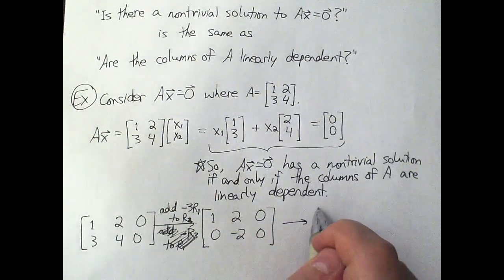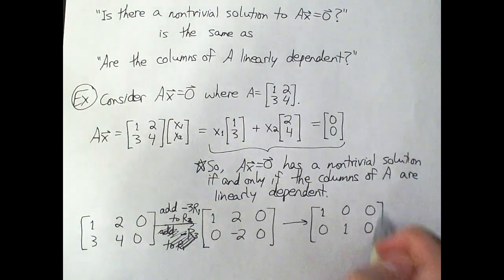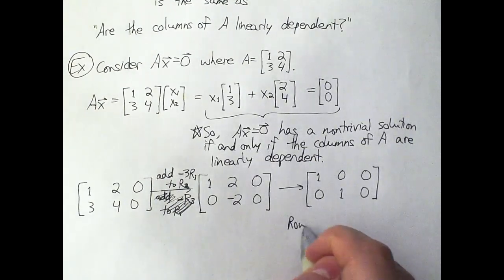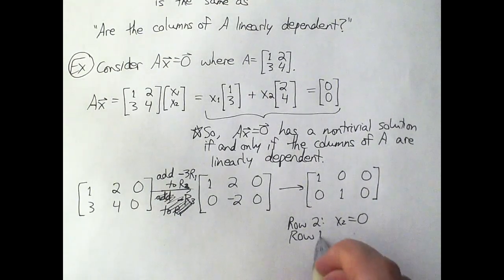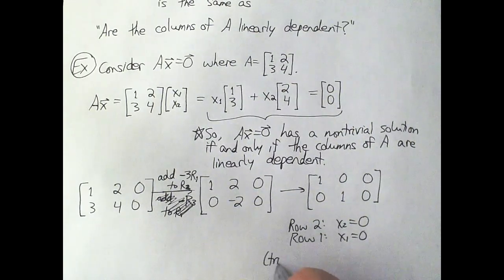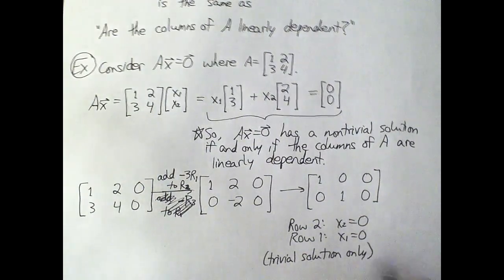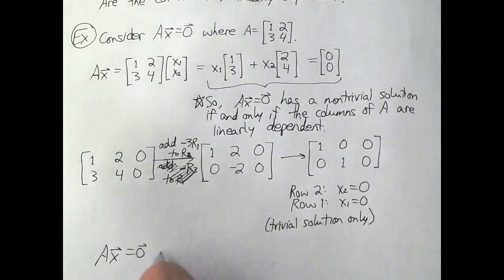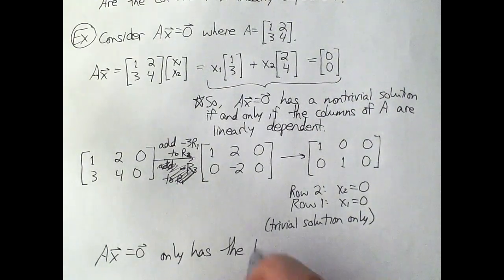I'm going to row reduce further. I can see that this row reduces to 1, 0, 0, 0, 1, 0. Okay. Row 2 says x2 equals 0. Row 1 says x1 equals 0. So we get the trivial solution only. There were no free variables. There's no other solutions. So Ax equals 0 only has the trivial solution.